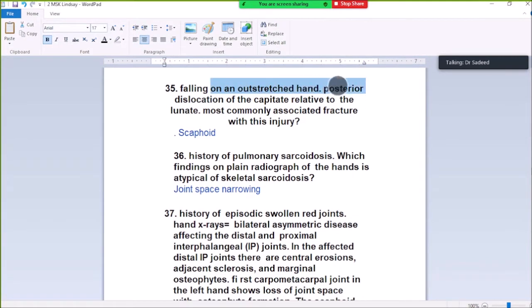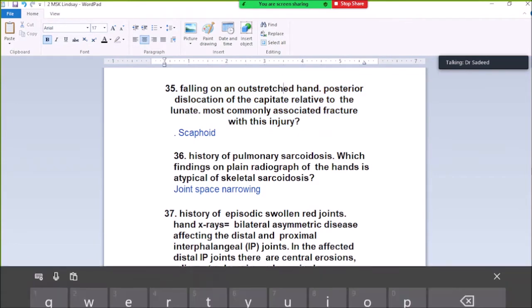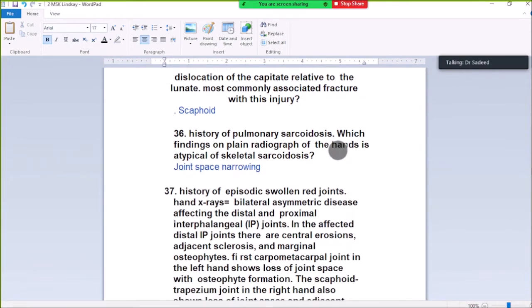35. Falling on an outstretched hand, with a posterior cyst on the capitate and the lunate. Most common associated injury is the scaphoid. Falling on an outstretched hand and then a posterior cyst on the capitate is commonly associated with injury of the scaphoid.